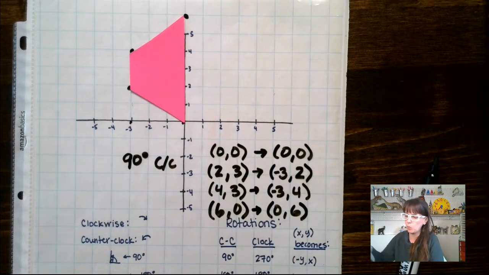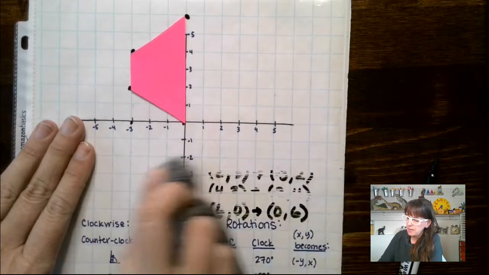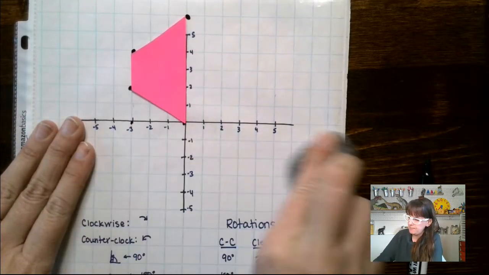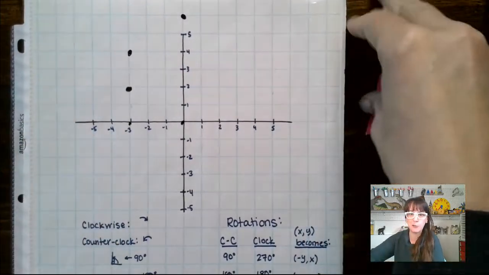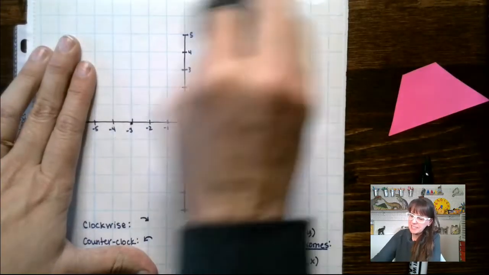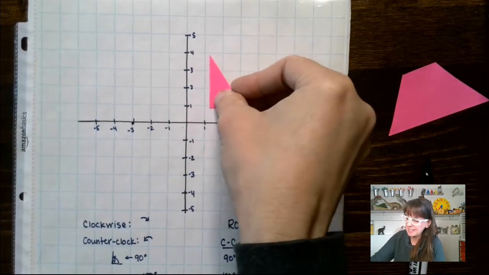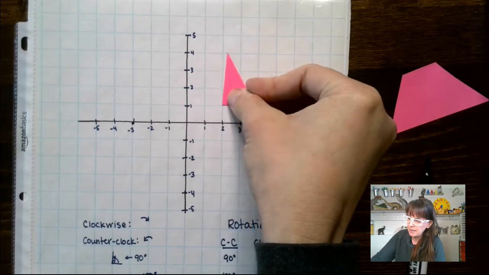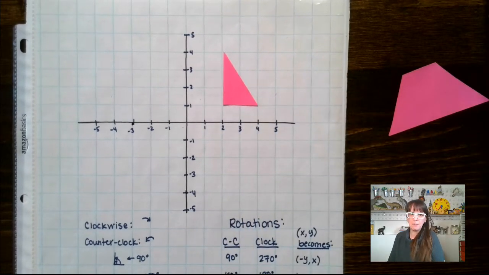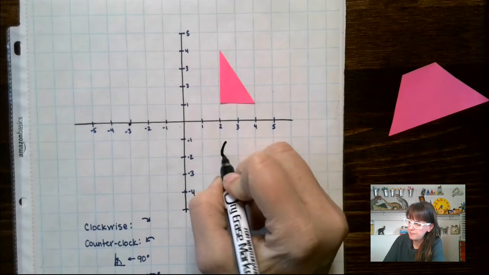Let's demonstrate this when it is not right on the origin. Okay, so this time I'll make sure to show those points to you. Okay, when it's not right on the origin, so let's take a look here. We've got this guy right here. Let's do that. All right, so we've got some points. We've got over 2, up 1.